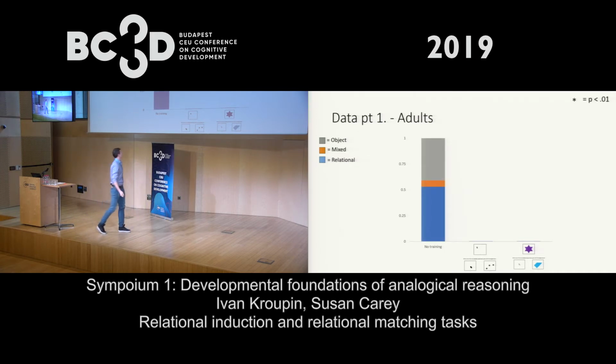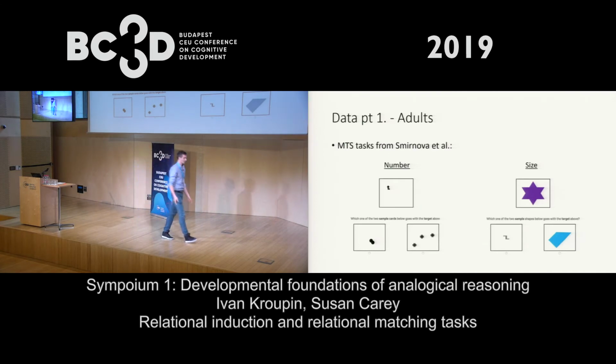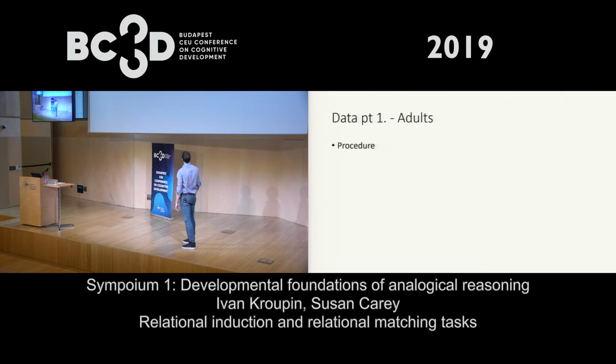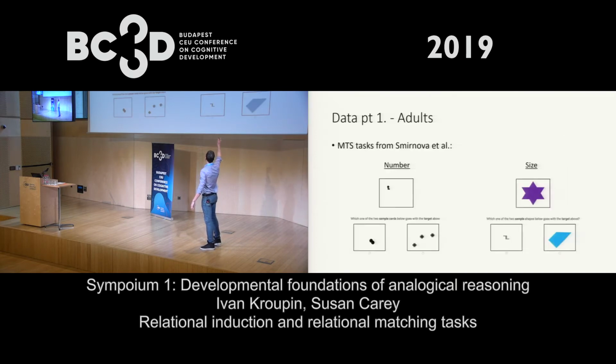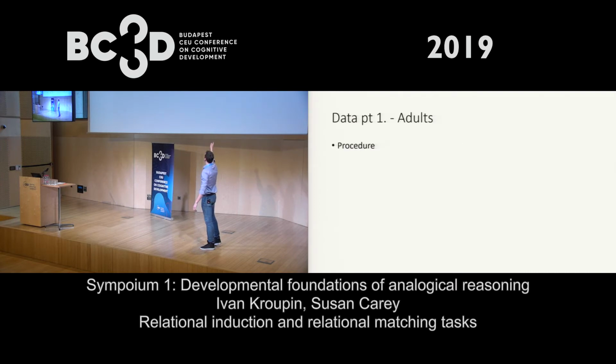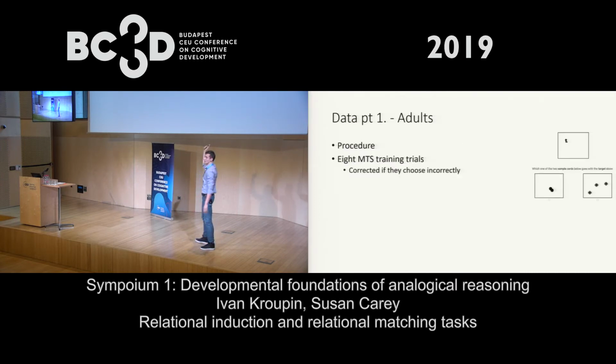Okay, so now what we do is take 2 of the match to sample tasks from Smirnova et al. and train adults with them. In fact, this is part of a much larger series of studies. I'm happy to talk about more studies we've done in this series, but I'm just focusing on the critical results for the hypothesis here. So we trained them on either number or size match to sample. Number match to sample is one shape goes with one shape and not 3 shapes, and vice versa. Size is big shapes go with big shapes and not small shapes. So what we do is give them 8 trials of training on either number or size match to sample.